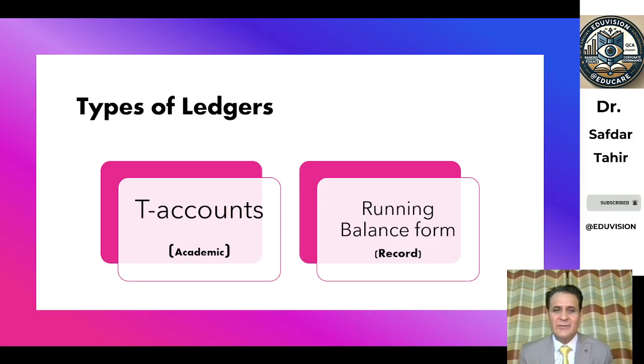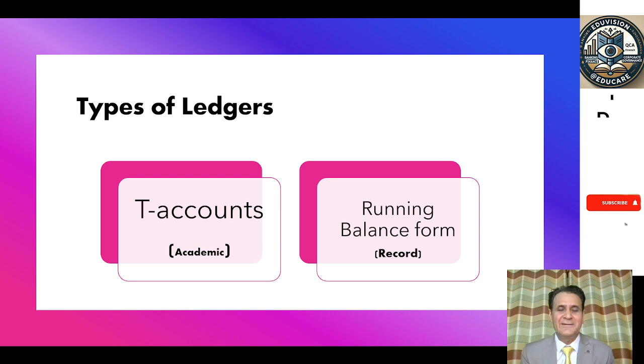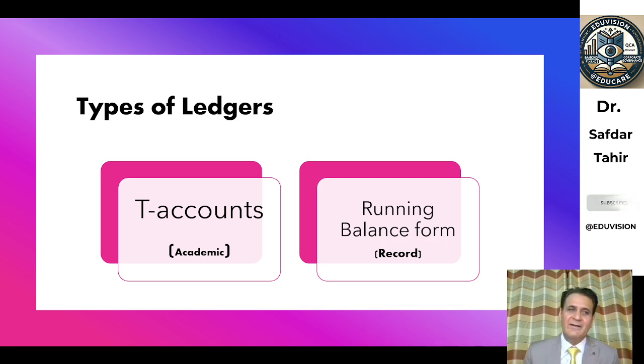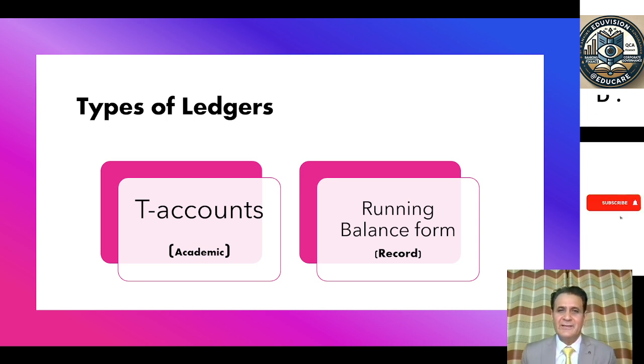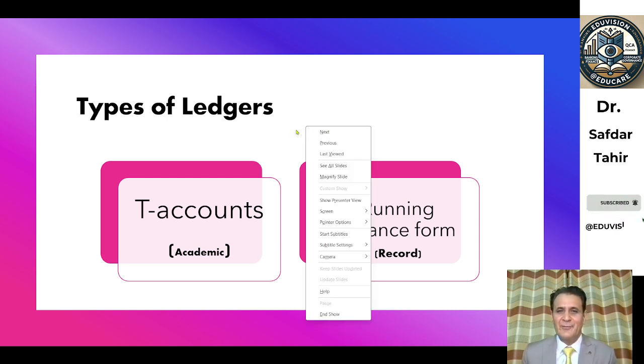It contains two types. When you are in an exam, you just make a T account and complete the accounting cycle. When you are working and keeping the record, you should use the running balance account. This is the first lecture of accounting.